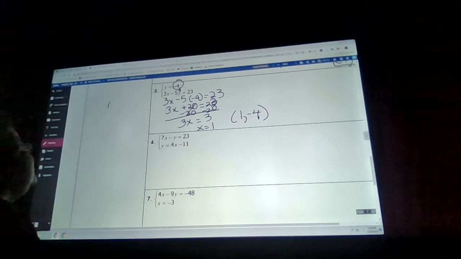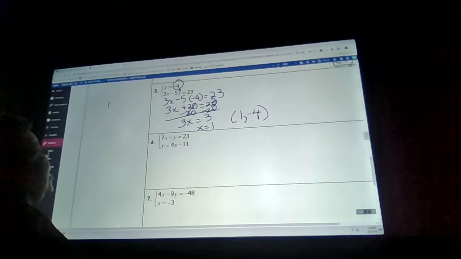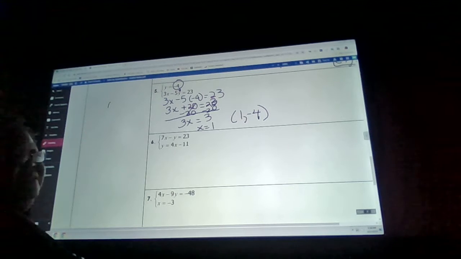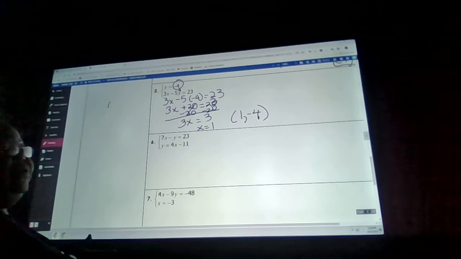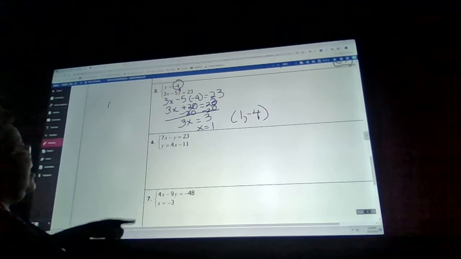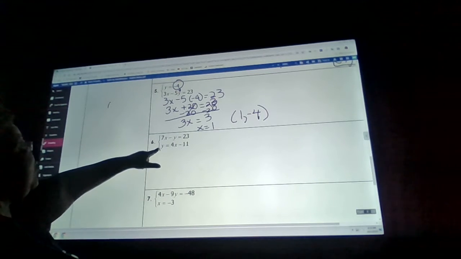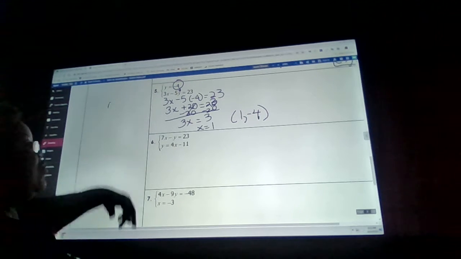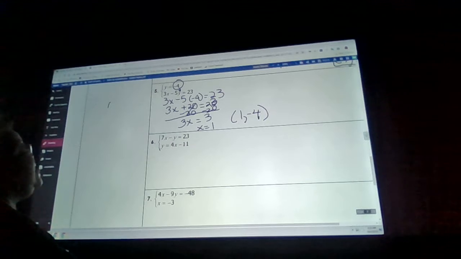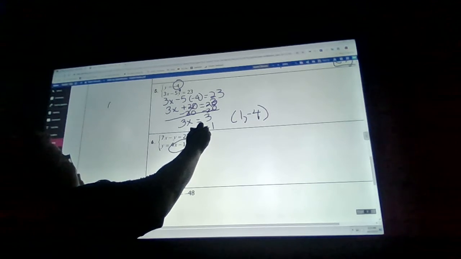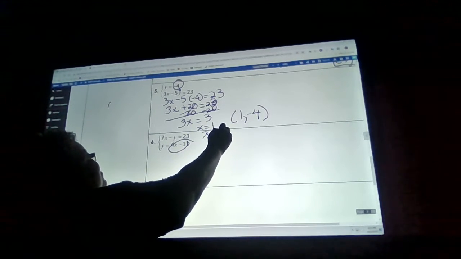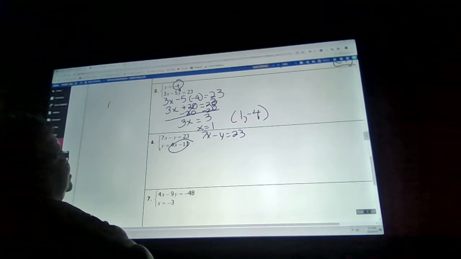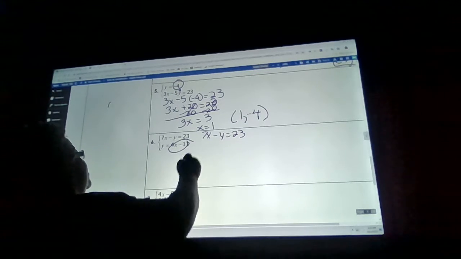All right, so the next one says 7 times x minus y is equal to 23, and y is equal to 4x minus 11. So this is one that we would do by substitution, of course, because we already have our second equation solved for y. So I know that y is equal to 4x minus 11. That's just like saying y is equal to negative 4. Same thing. So I'm going to take this whole phrase. See, I have this equation, 7x minus y equals 23. I'm going to take this whole 4x minus 11 and put it here where it says y.